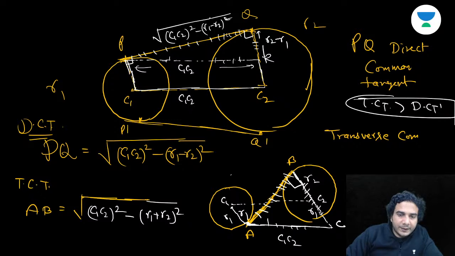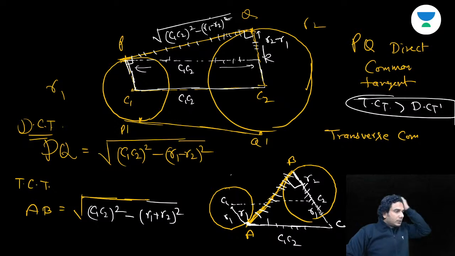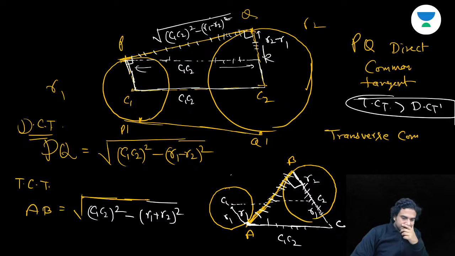Yeah, ABC is right angle triangle. Jia, are you understanding these things? Samarjeet, are you there?